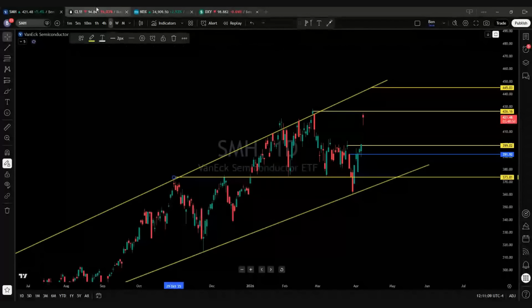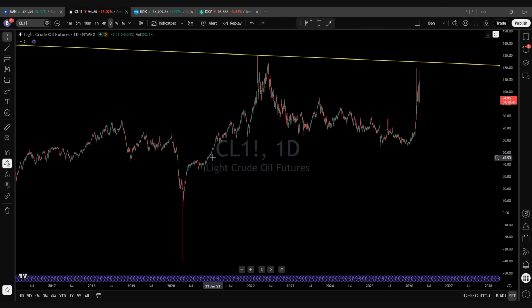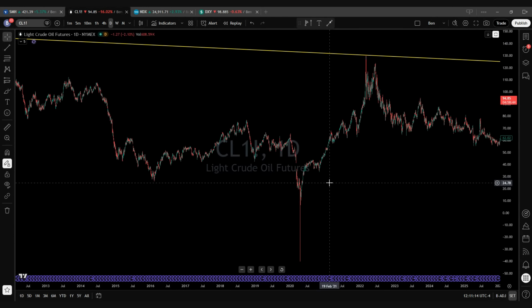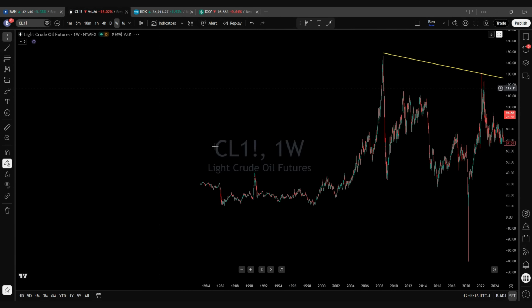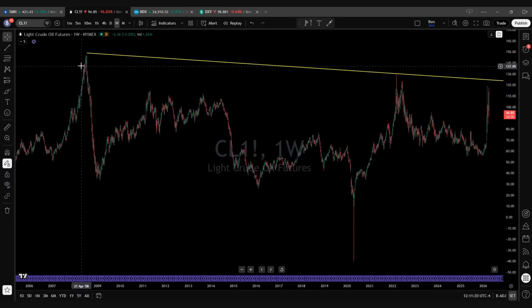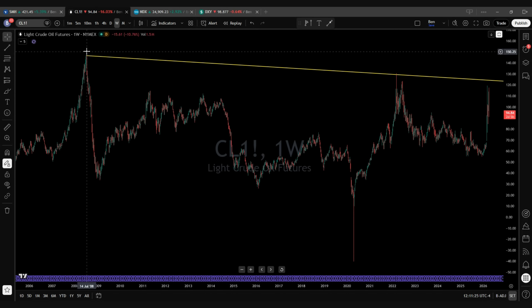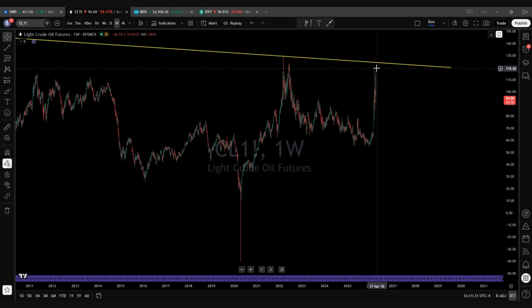So let's go ahead and go into the next chart, CL1. This is light crude oil futures. What I'm going to do is zoom way out in the charts. Let's go to the weekly time frame. What I'm noticing on this chart is you're going to have some resistance off of that upsloping trend line. I've connected this pivot top from the highs of July 2008. Here's that secondary hit, and then here would be the third hit.